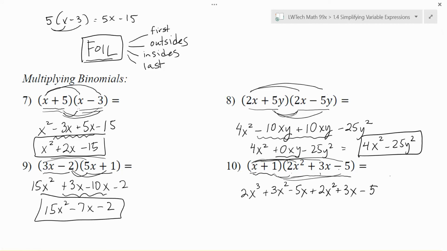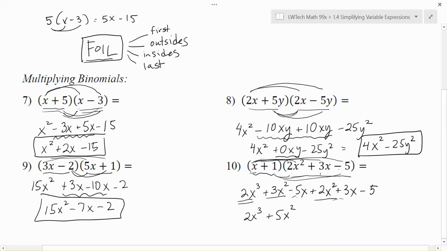At this point, we just want to see if there's any like terms that we can combine. Again, by way of convention, it's a good idea to start with the highest power of x first. So I have a 2x cubed. That's the only term with an x cubed in it. Then I have a 3x squared and a 2x squared here. So I can combine those to get 5x squared.